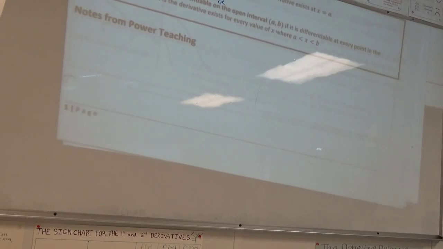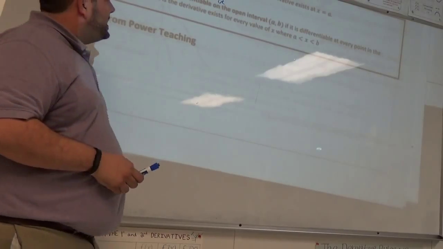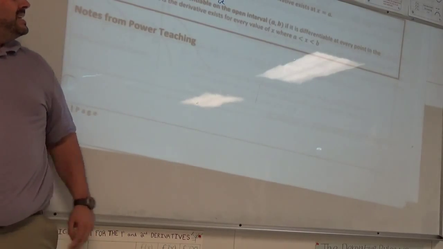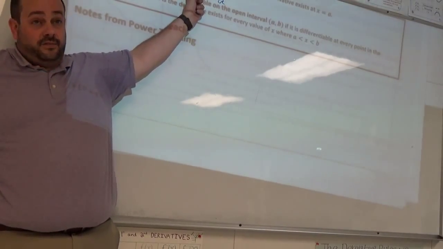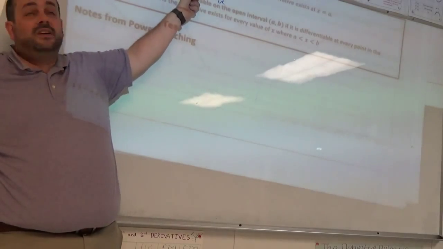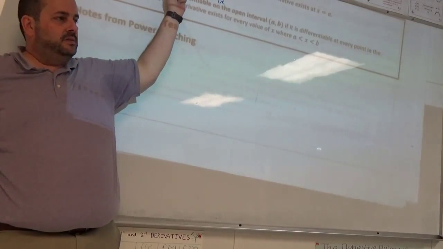Maybe the really deep thought you're having is, does the derivative always exist? I'm sure someone was thinking this question, right? Does the derivative always exist? No. If the derivative always existed, then everything is differentiable. So, here's the key. When I say the derivative exists, that means you can find the derivative, right? And the derivative involves limits.